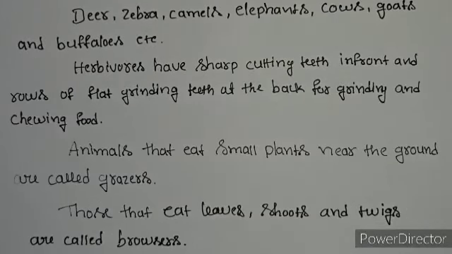Among herbivores, some animals that eat small plants near the ground are called grazers, for example horse and sheep. And those that eat leaves, shoots and twigs are called browsers, for example elephants and giraffe. These animals are called browsers.